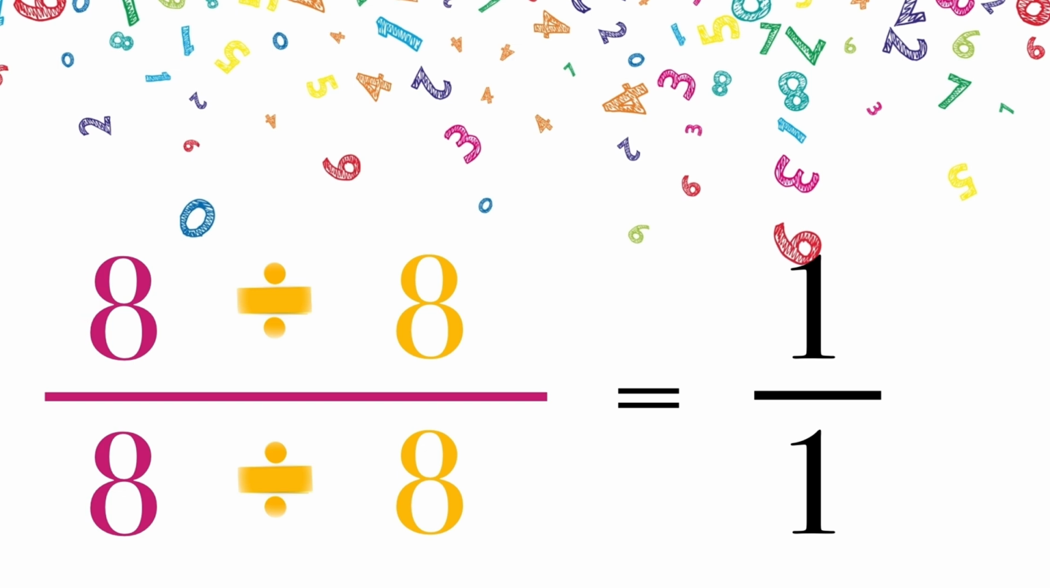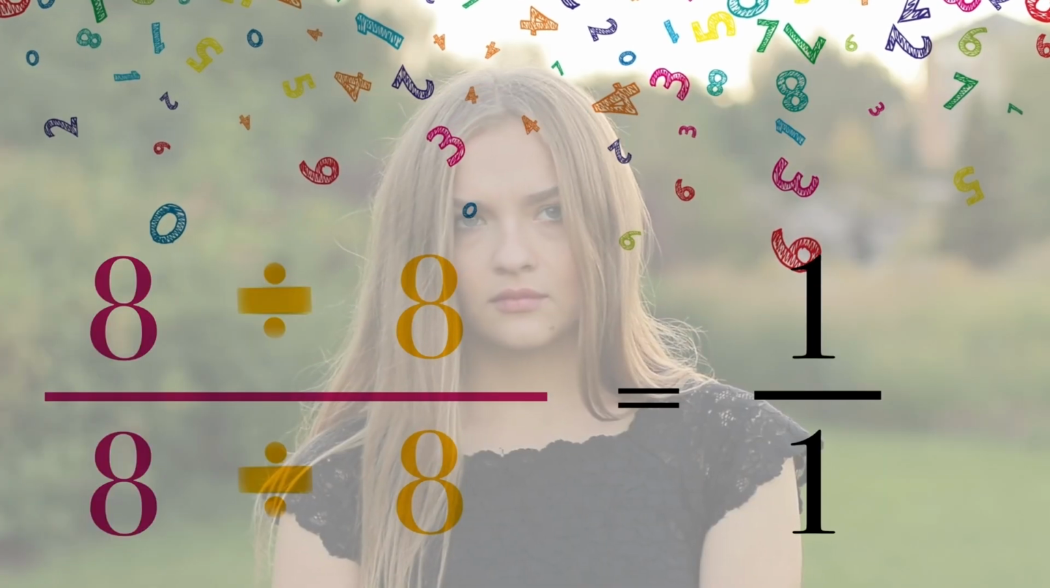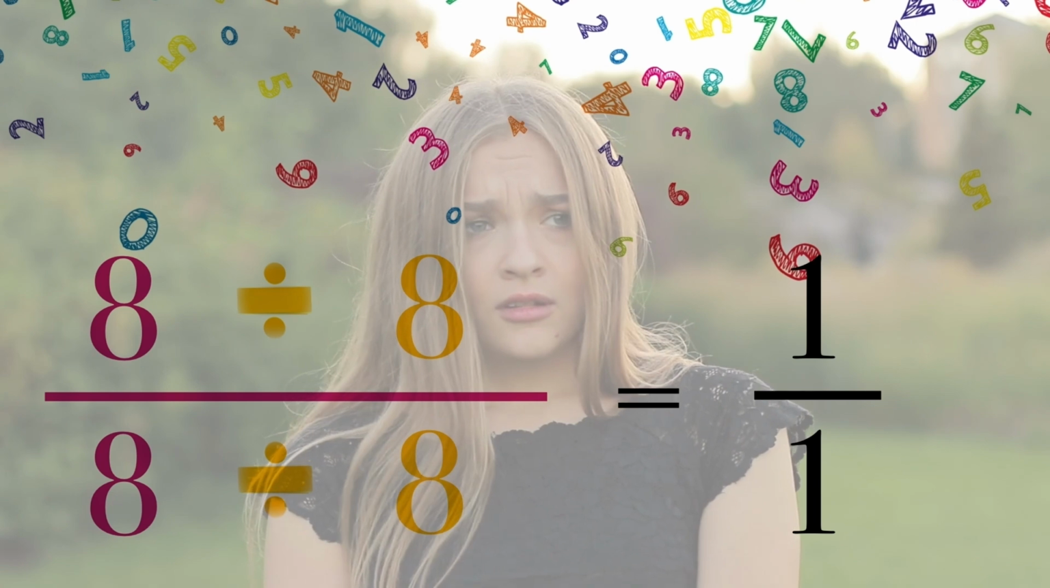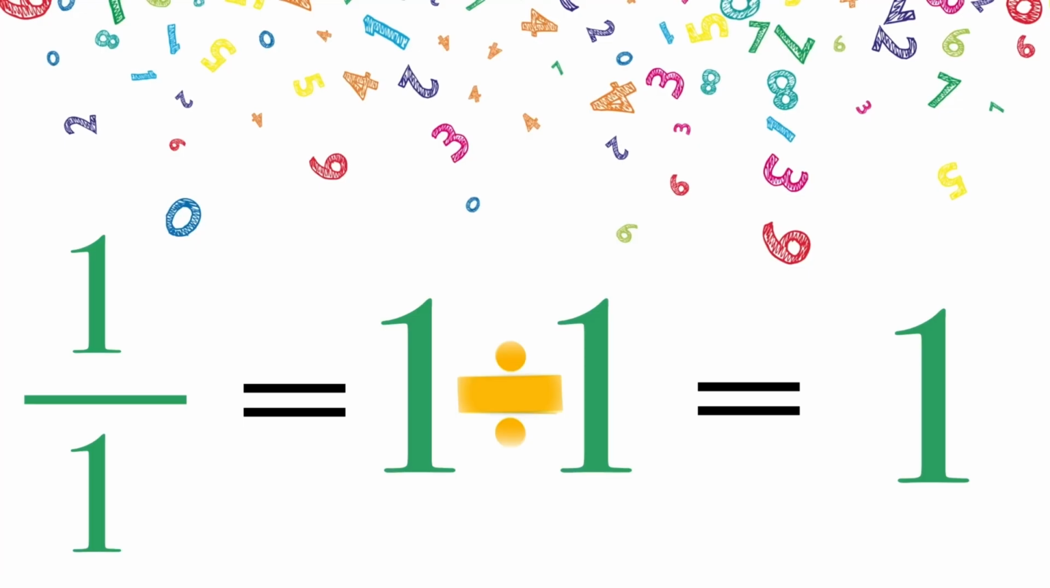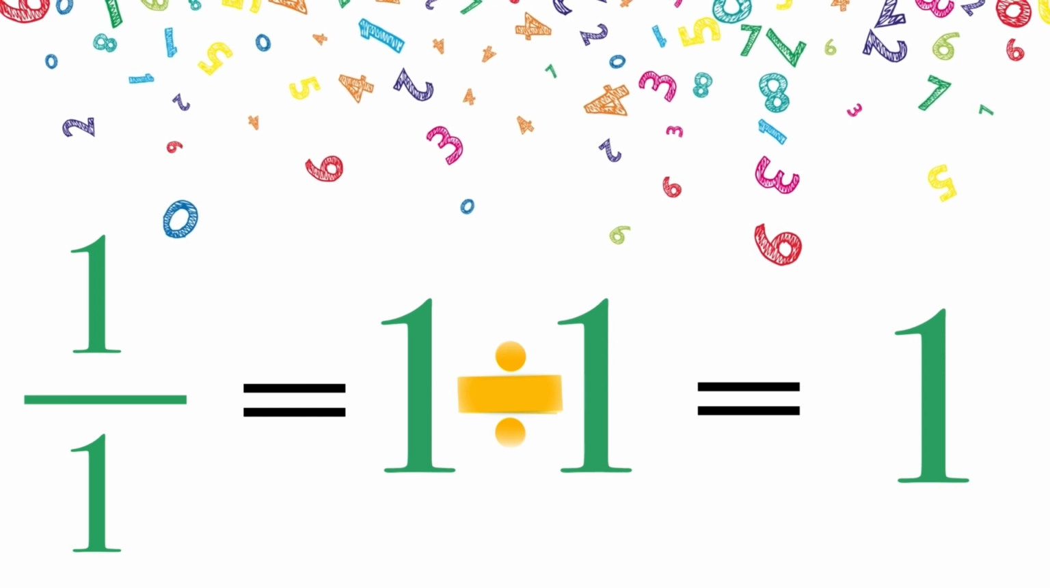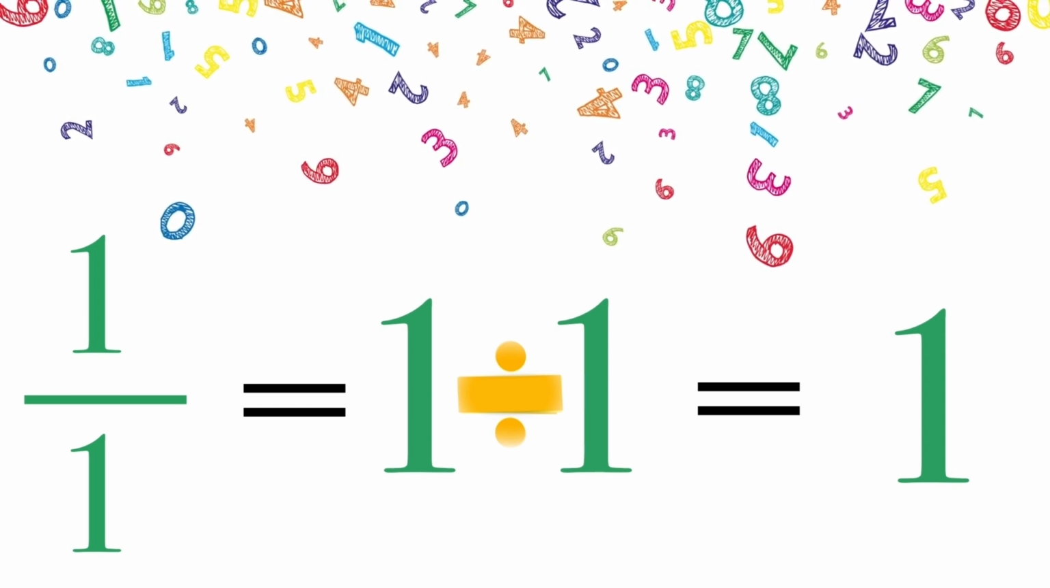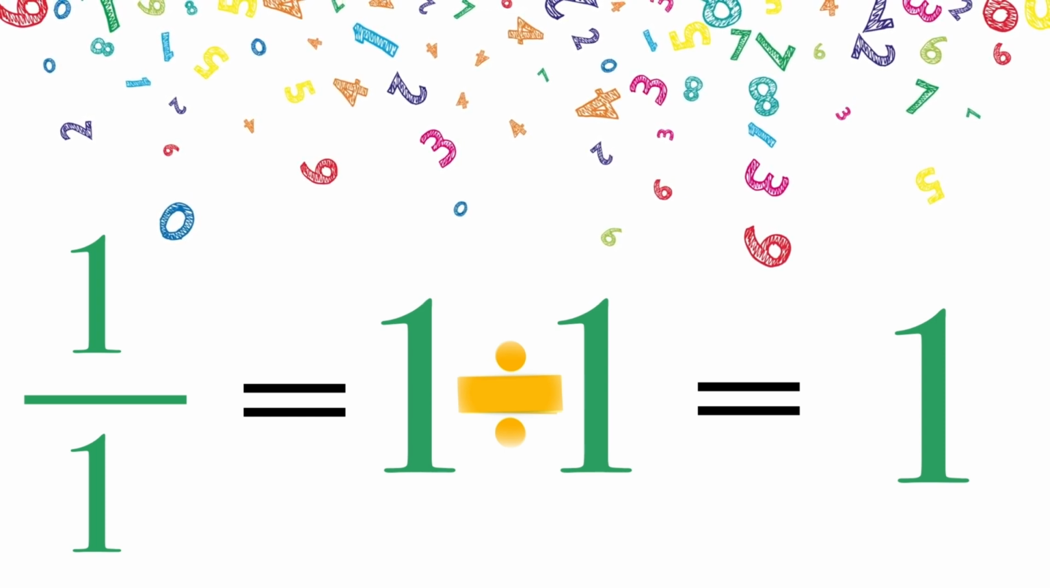So now we have the fraction 1 over 1. But what, I hear you cry, what does 1 over 1 even mean? Remember, you can do one of only 4 things in math. You can add, subtract, multiply, or divide. The fraction bar that separates the numerator and the denominator is nothing more than another way to write the division symbol. What does this mean for us? We actually have a division problem, 1 divided by 1, which equals 1, of course.